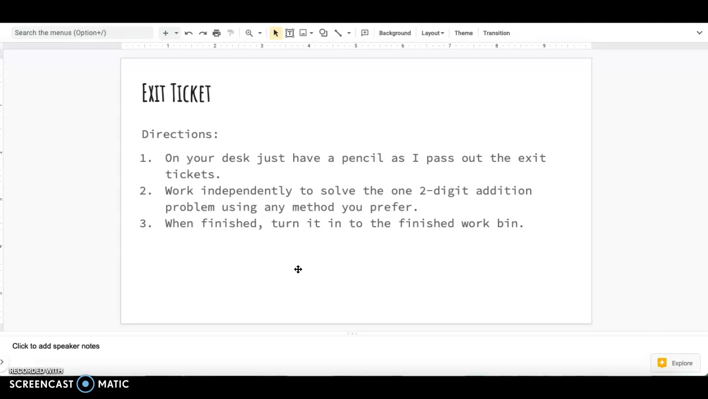Now this will act as a formative assessment for me to see if and how effective that game-based learning activity was for my students.